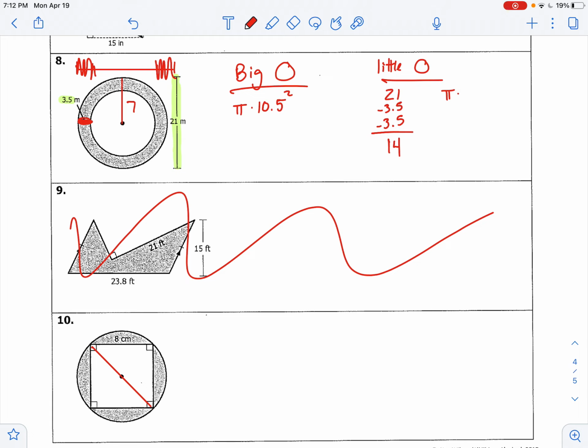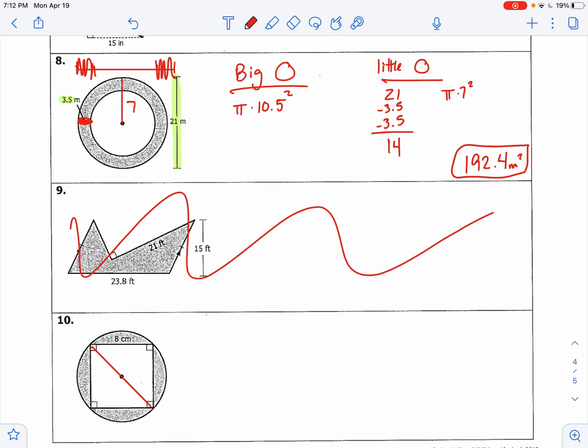So this would be pi times 7 squared. So 10.5 squared is 110.25, minus 7 squared, which is 49. We end up with approximately 61.25 pi, or a final answer of around 192.4 square meters.